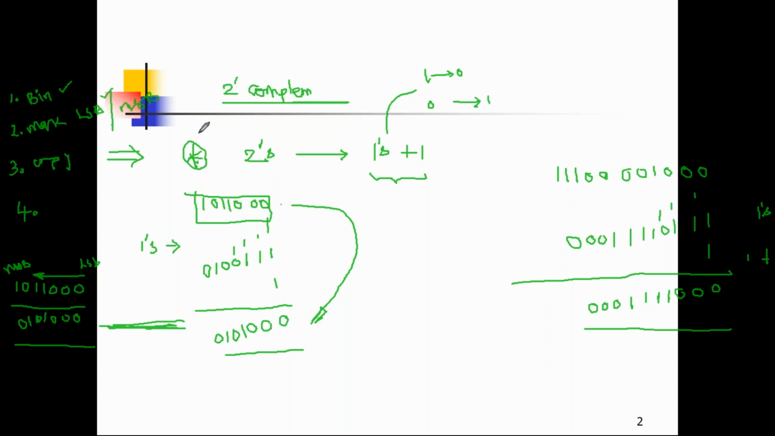So without doing these steps, we can directly convert the given number into 2's complement. How? The procedure is the same. Take the given number as it is, mark the LSB and MSB, then copy as it is till the first one occurs from the LSB tracing. Afterwards, after that bit, change zeros into ones and ones into zeros.